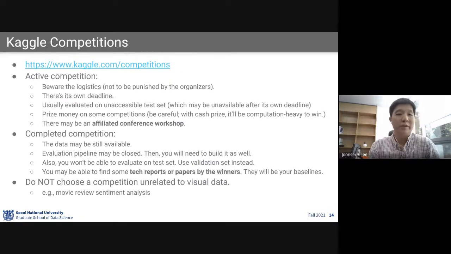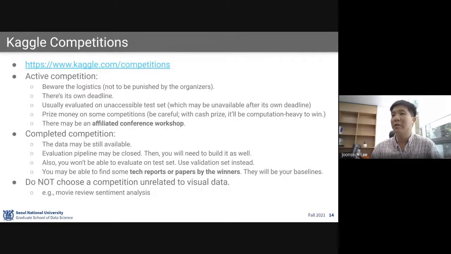And here are the Kaggle competitions. Kaggle is a website that actually hosts a lot of machine learning competitions. They provide the data set, and they have a very specific evaluation metric they use to measure your success. They have leaderboards, and sometimes they have cash prizes.